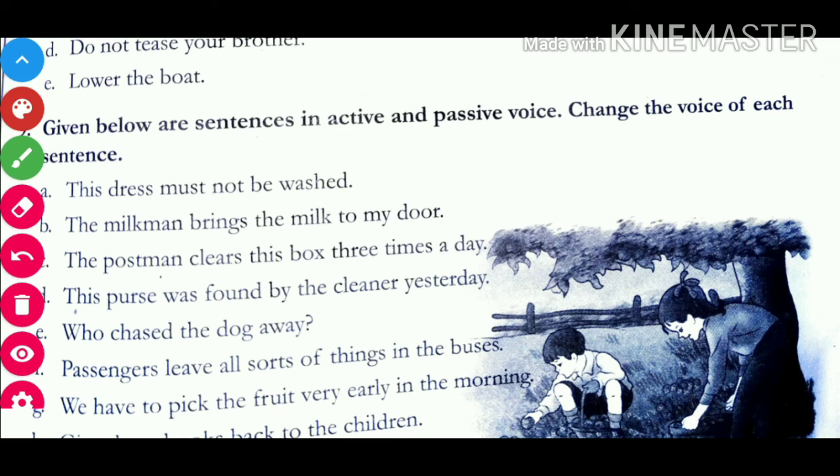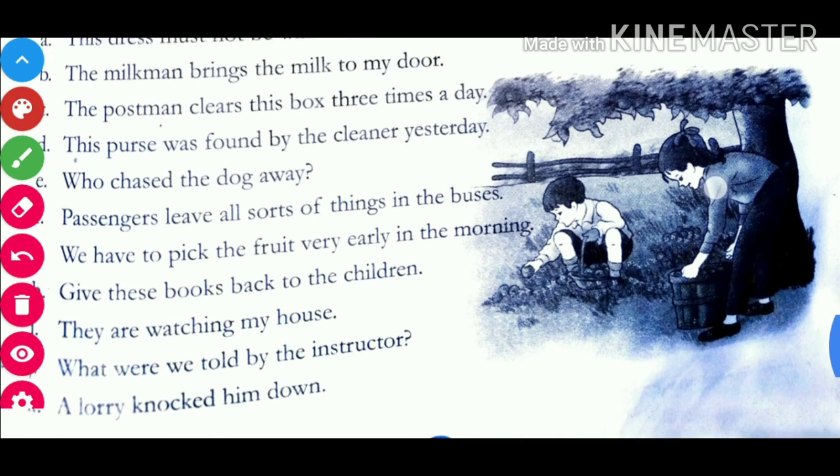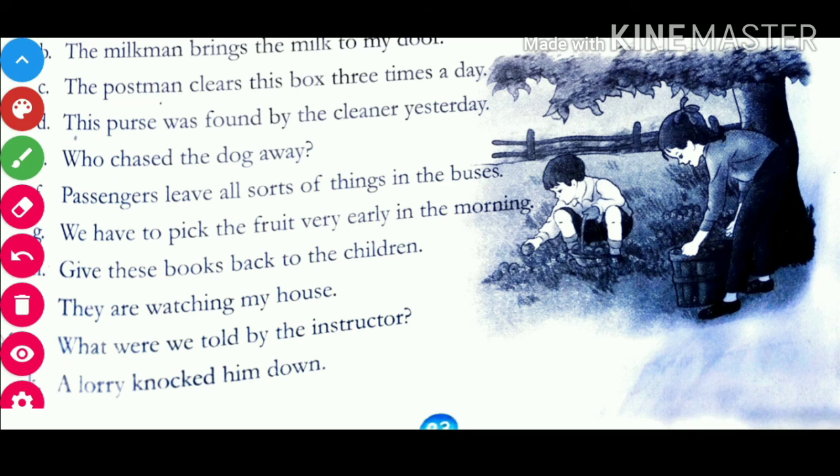See, the postman clears this box 3 times a day. अब यहाँ पे दो possibilities हैं for the passive voice. The first possibility is this box is cleared 3 times a day by the postman, or this box is cleared by the postman 3 times a day. So this is how you have to solve, and as I have already given you 3 examples for the conversion, and in the earlier exercises also I have explained. So rest of the sentences to be solved by yourself and try to solve them on your own.